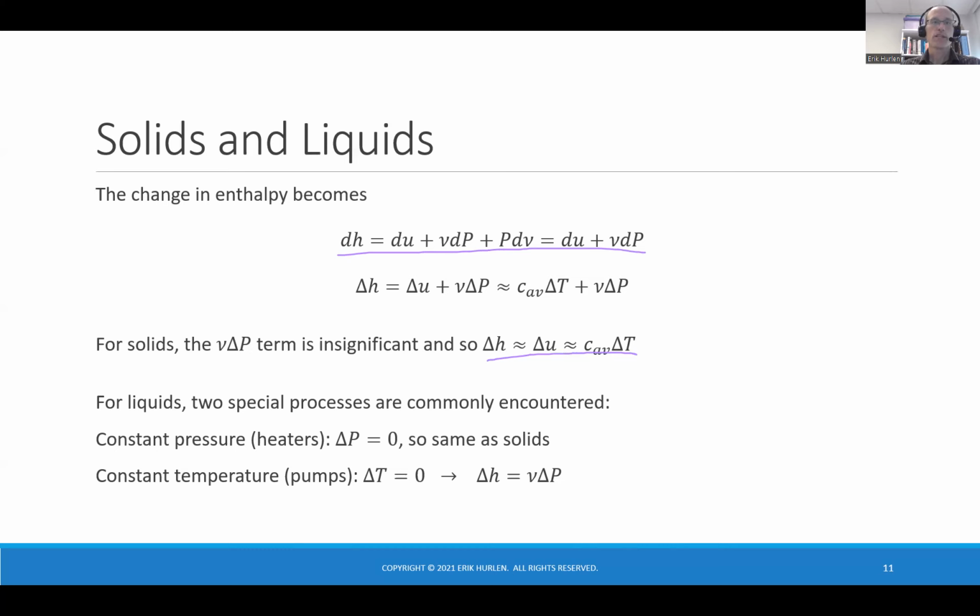The other common process is a constant temperature process, which is the case for pumps. Since delta T equals 0, delta U would be 0 as well. So for pumps, the change in enthalpy is reduced to delta H equals v delta P.